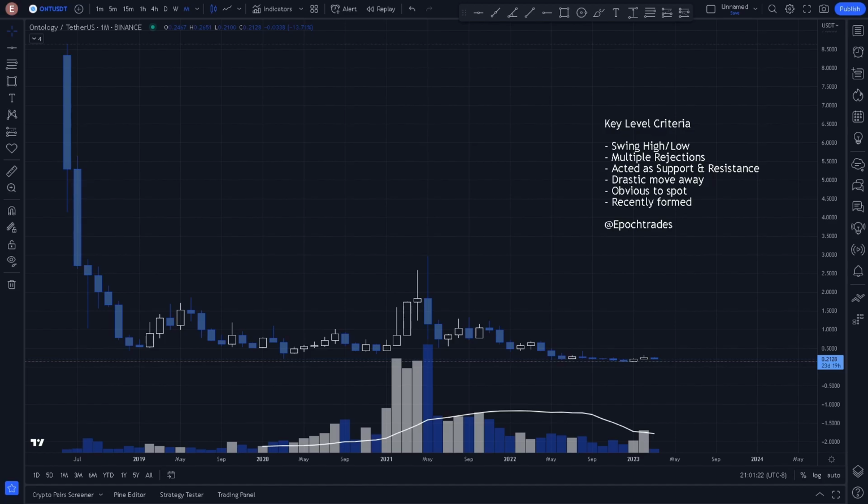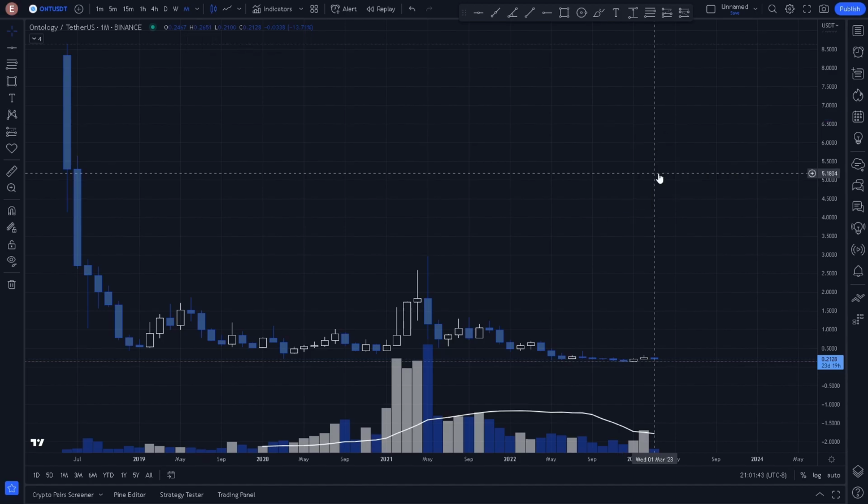Today we're going to be covering key levels on the monthly and weekly time frame for Ontology. So, as always, our key level criteria: we look for swing highs and swing lows, multiple rejections acting as support and resistance, drastic moves away, obvious to spot, and recently formed. So, let's go ahead and hop right in.